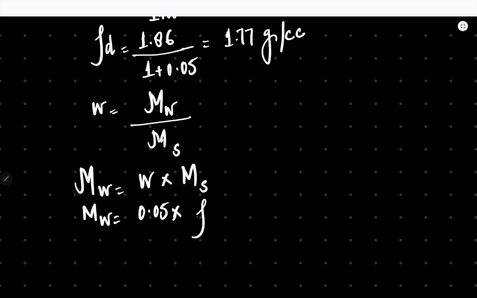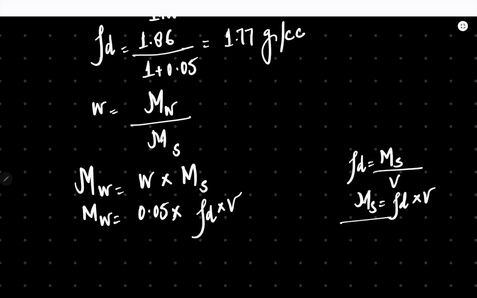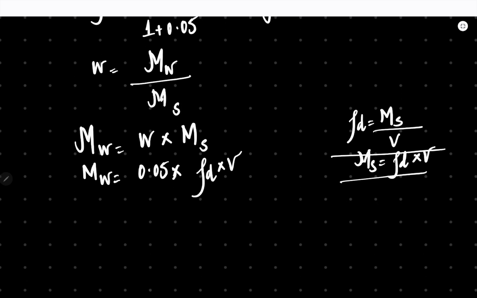That is, I can write dry density multiplied by volume. That is equal to mass of solids. Alright, because this is this, so this becomes this. Right, I use the same over here.